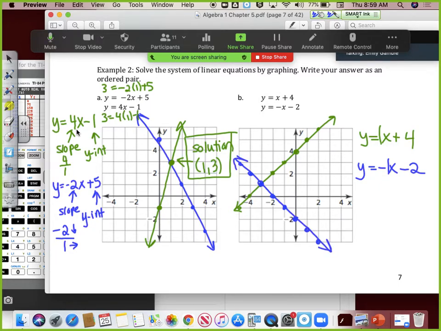The solution of the system is where they intersect. And in this case, the solution I can see is right here. The solution to the system would be negative 3, 1.